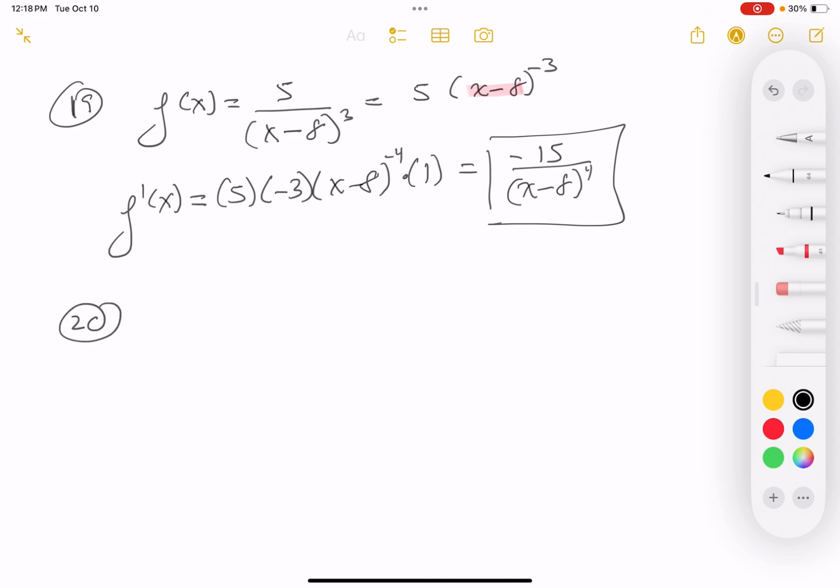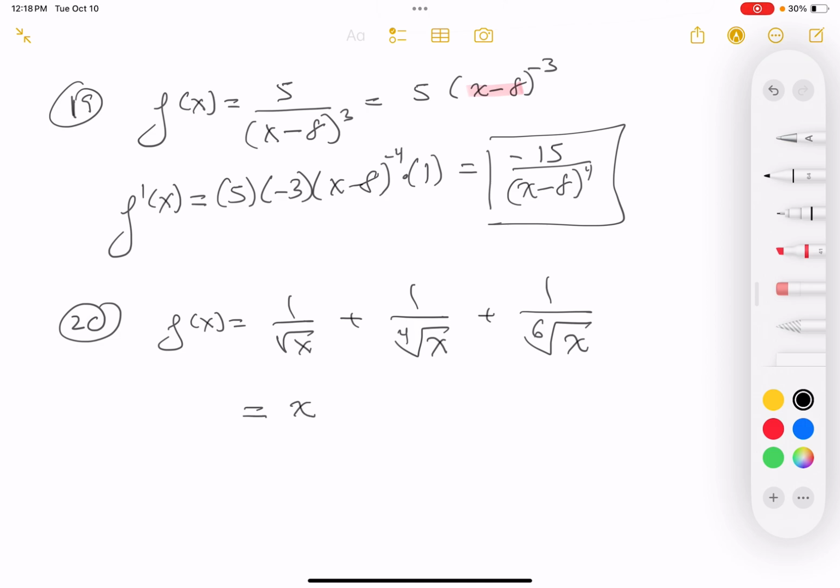And what do you get over here? f of x equals 1 over the root of x, plus 1 over the 4th root of x, plus 1 over the 6th root of x. I'm going to rewrite this guy as x to the minus 1/2 plus x to the minus 1/4 plus x to the minus 1/6. All right? What we're going to do now is take its derivative.